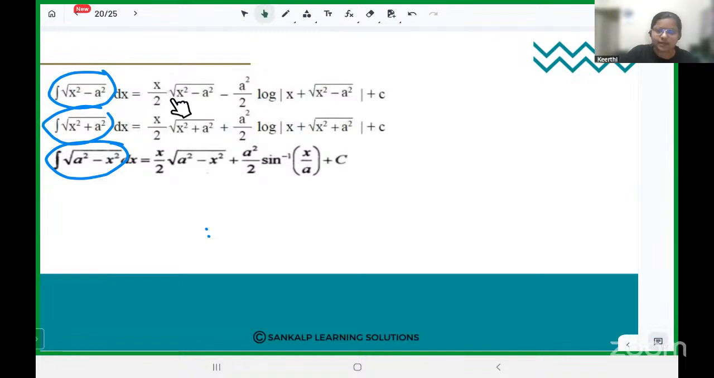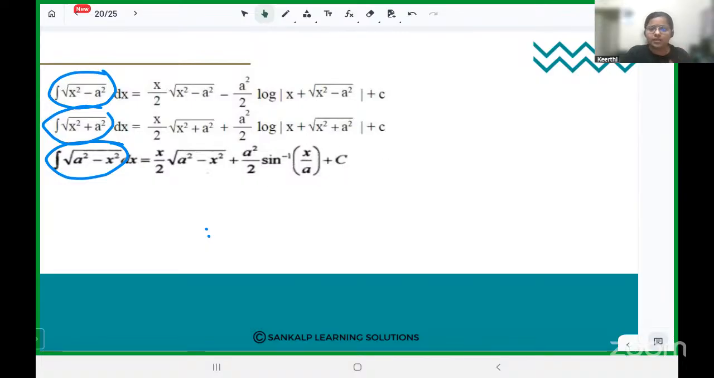Again, first you write x by 2, then you write the square root of x square minus a square by 2 log mod x plus root of x square minus a square plus c. Okay, the last one is the integral of root of a square minus x square into dx. Again, you write x by 2, then you write the square root of a square minus x square plus a square by 2 sine inverse of x by a plus c.